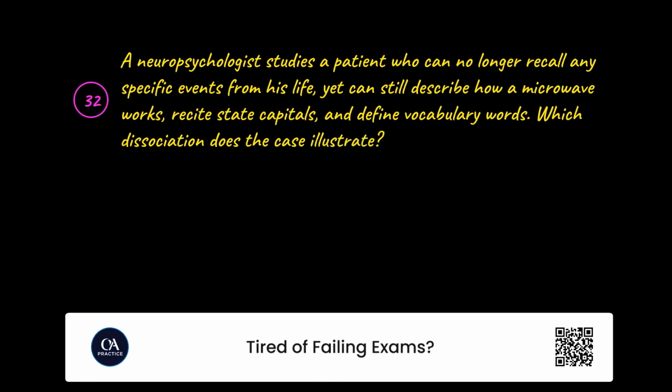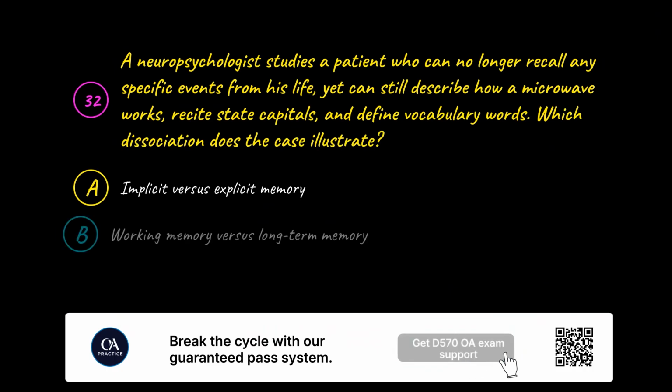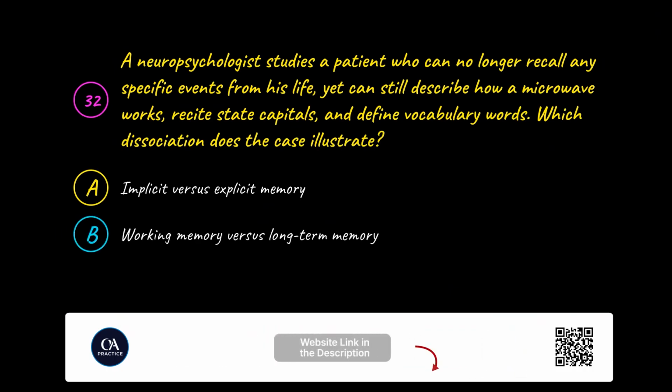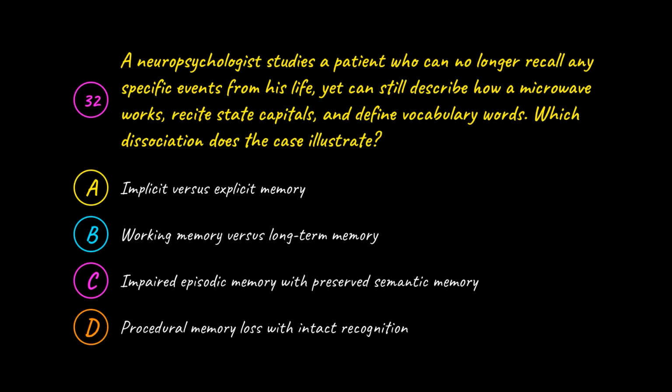Your options are A. Implicit versus explicit memory. B. Working memory versus long-term memory. C. Impaired episodic memory with preserved semantic memory. D. Procedural memory loss with intact recognition. Got a guess? Lock it in.